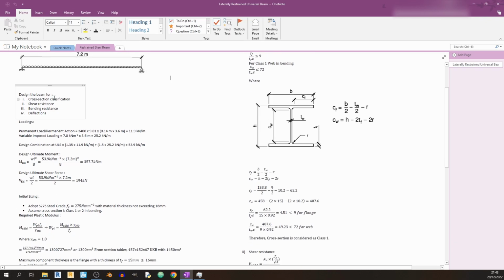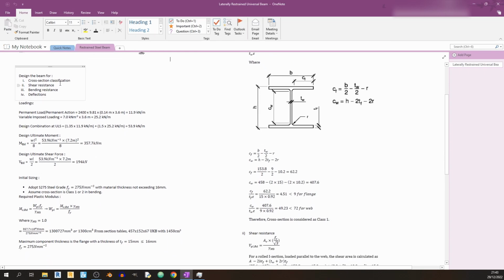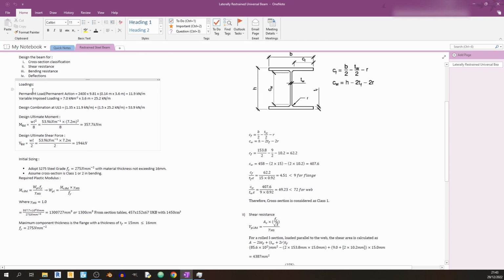So now let us focus on the things that we need to design for. First off, we need to do cross-section classification, then determine the shear resistance, the bending resistance, and finally the deflection. And now let us move on to the loadings.